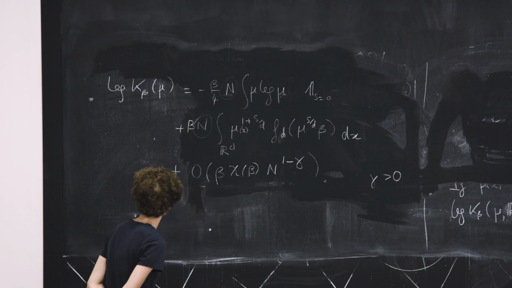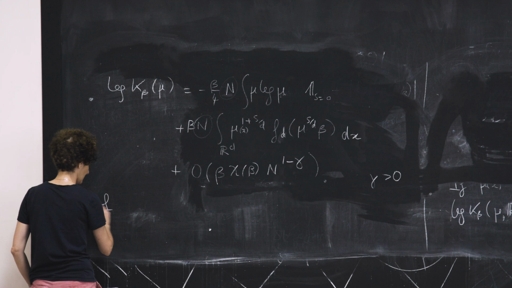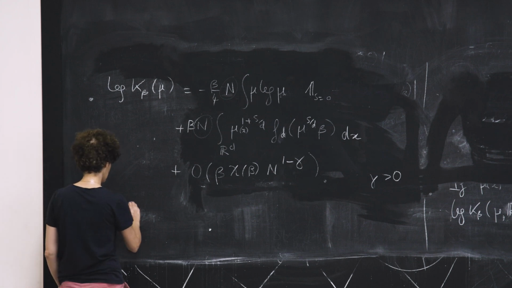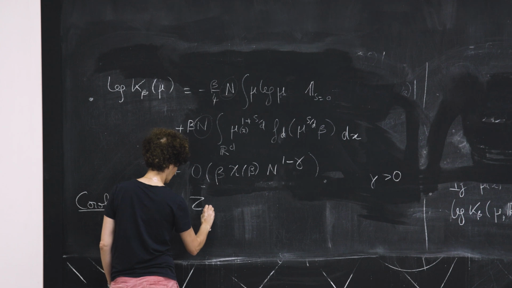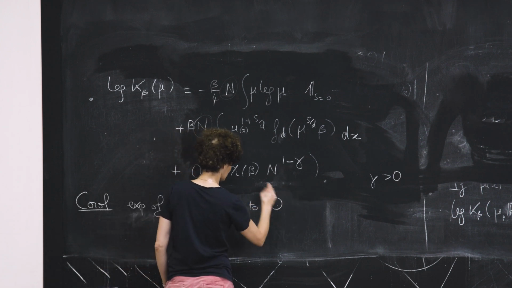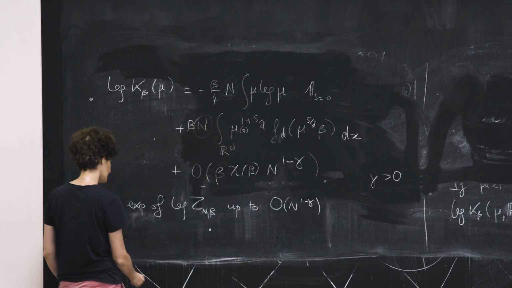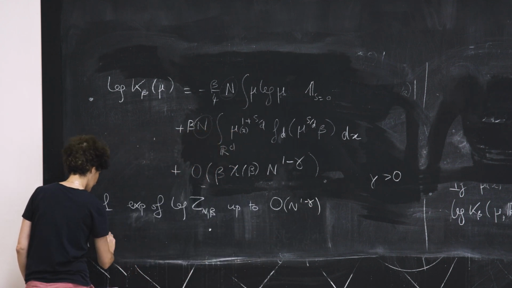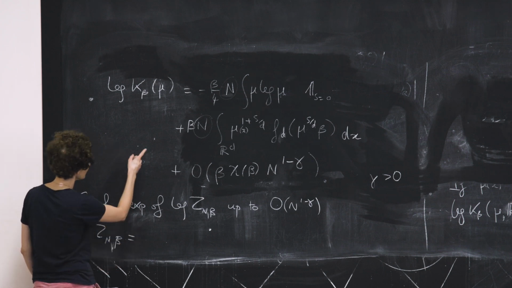So the corollary is that we have now obtained an expansion of the original log Z up to an error which is like n to the 1 minus gamma. So something much smaller than n. And that comes from putting together the splitting formula with this formula.